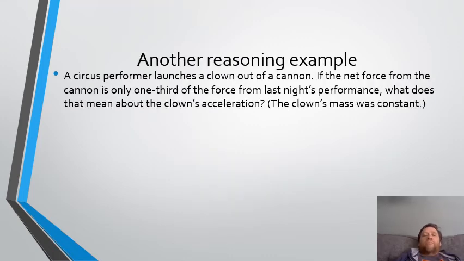Here's another example. A circus performer launched a clown out of a cannon. If the net force from the cannon is only 1/3 of the force from last night's performance, what does it mean about the clown's acceleration during this performance? And again, the clown's mass is going to be constant between the two performances. We're making some assumptions about the clown.